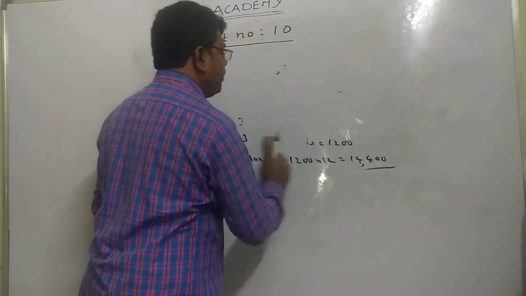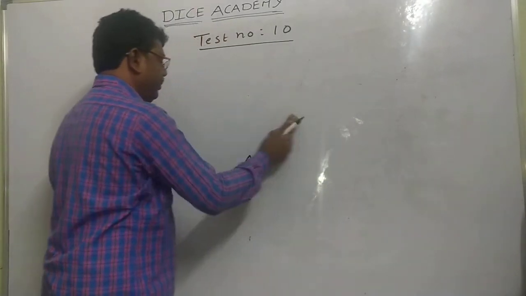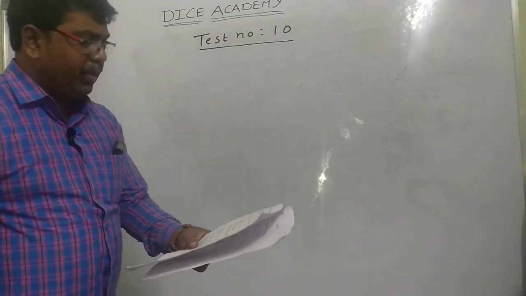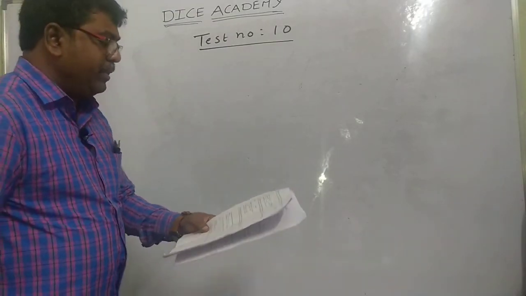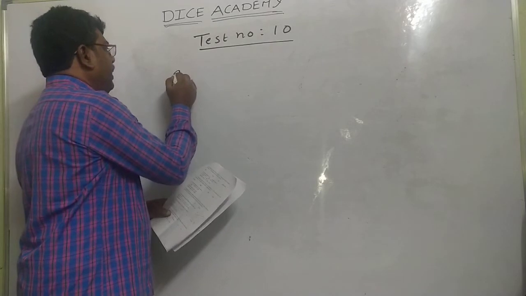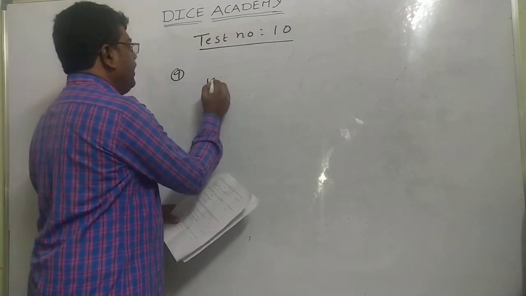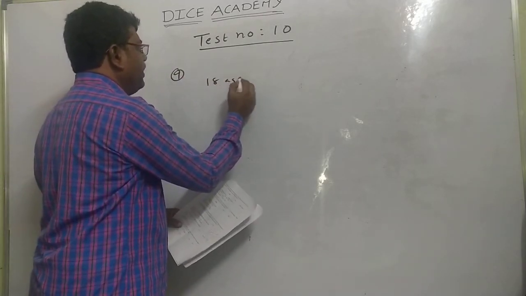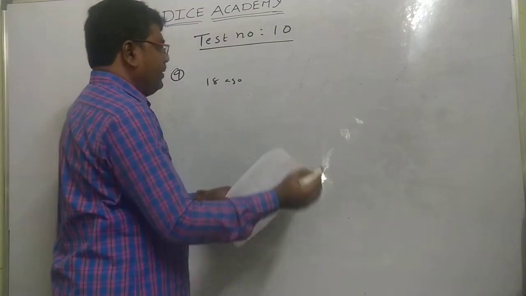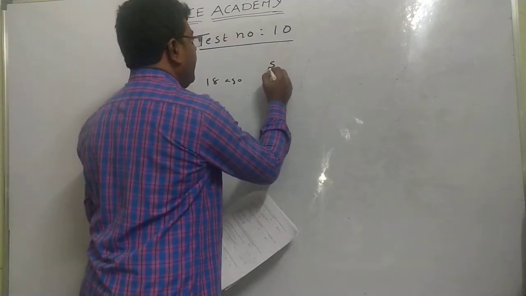Now go for the 9th problem. The 9th problem is 18 years ago. Here, son and father are there.